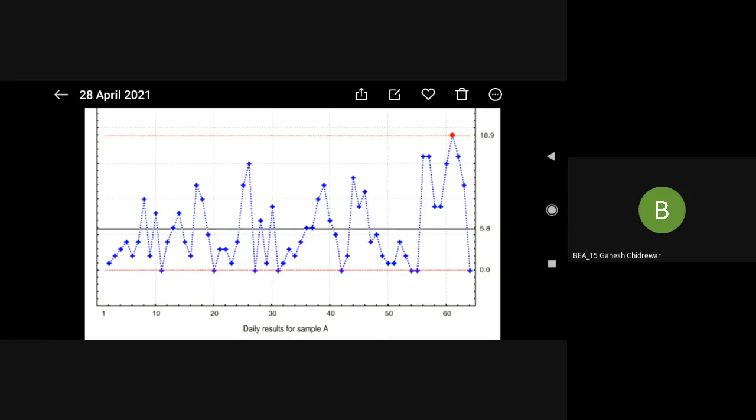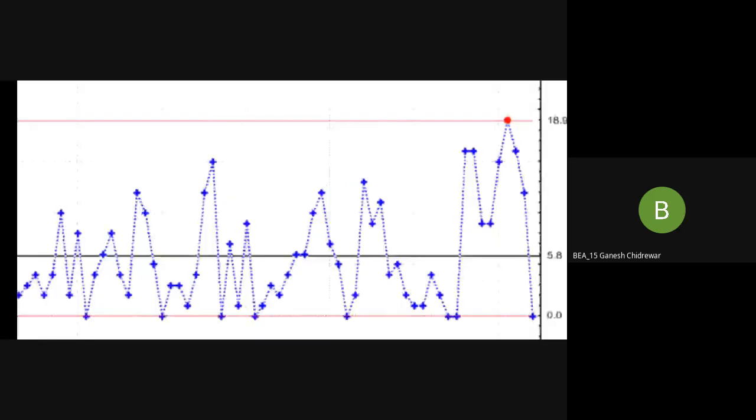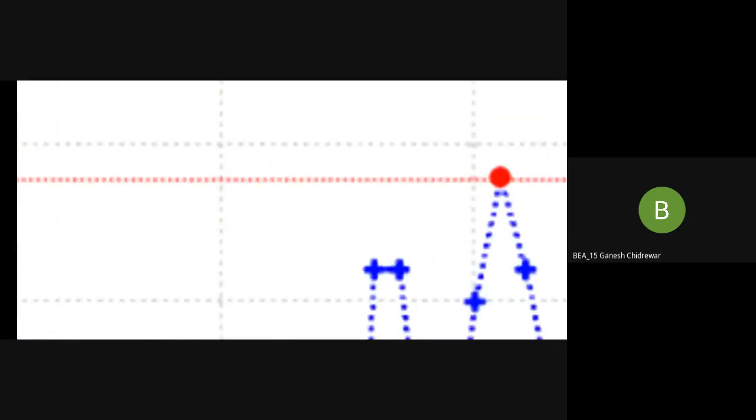While controlling, here the upper control limit and lower control limit are there. For example, according to the company's requirements or standards, they have taken the upper control limit and lower control limit. Suppose 18.9, and horizontal defectives are 60. Suppose this is horizontal time, or a 60 number lot may be there. But here the red dot is there.